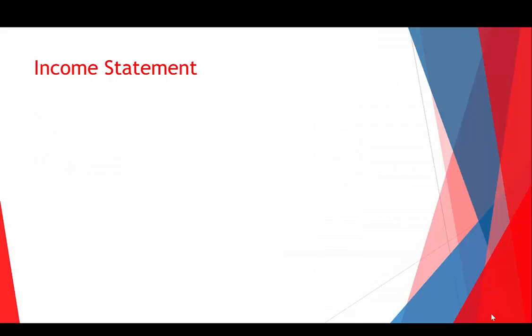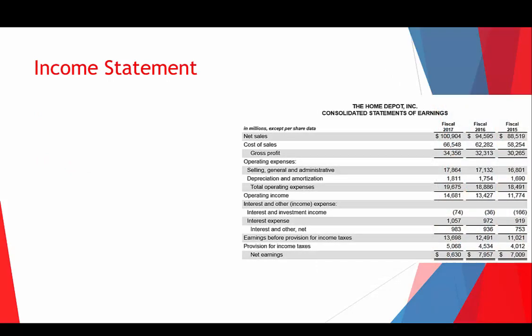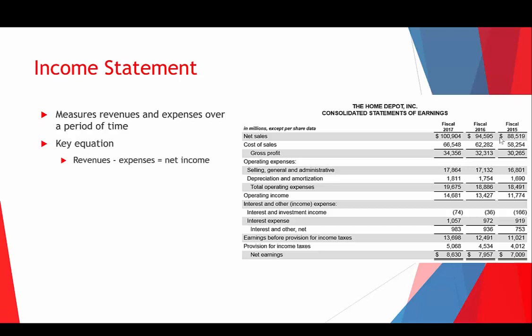So the income statement, there it is for Home Depot, and it shows the prior three years. Again, it's in millions of dollars. Home Depot sells about $100 billion worth of stuff, and after deducting their expenses, they made about $8.6 billion. That's just a snapshot, and it looks like they are growing over time. What the income statement does is measure revenues and expenses over a period of time. The key equation: revenues minus expenses equals net income.